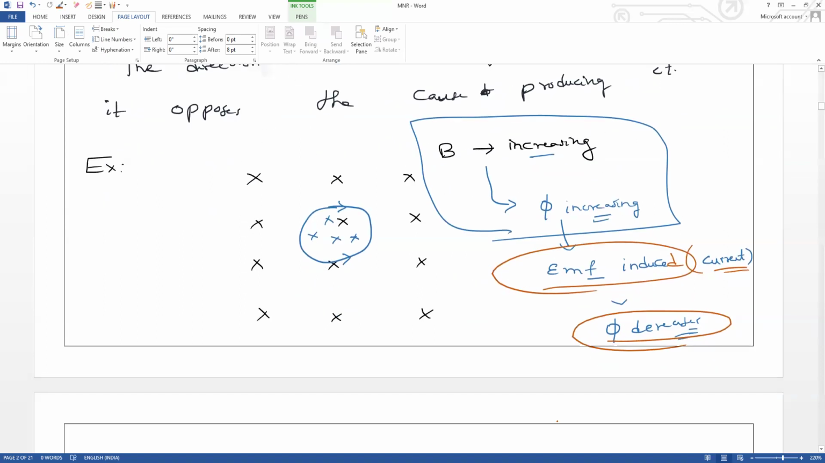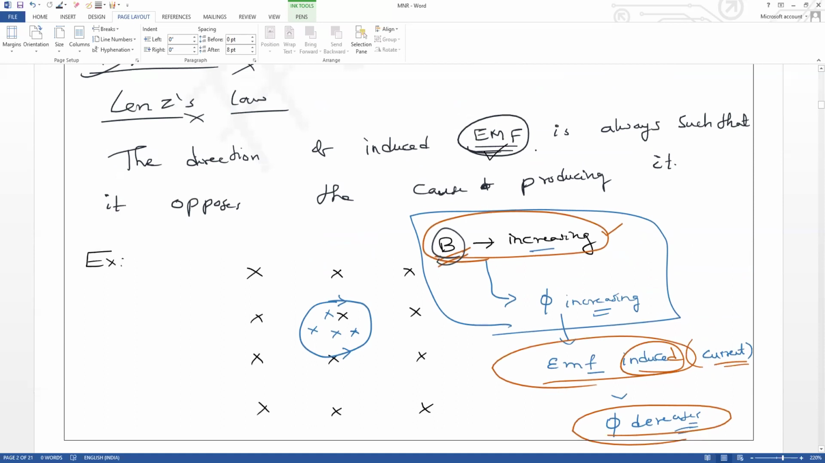Decreasing means the induced current is acting opposite to its cause. Who is the cause of this induced current? B is the cause of it. Am I right or wrong? So the direction of induced EMF is always such that it opposes the cause of producing it.